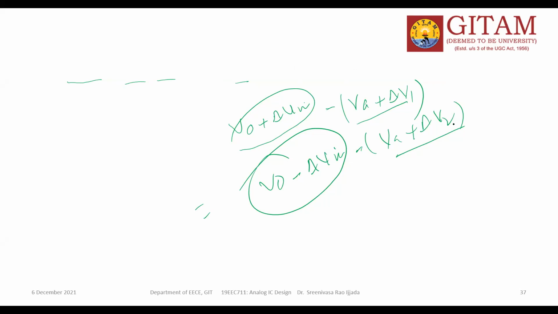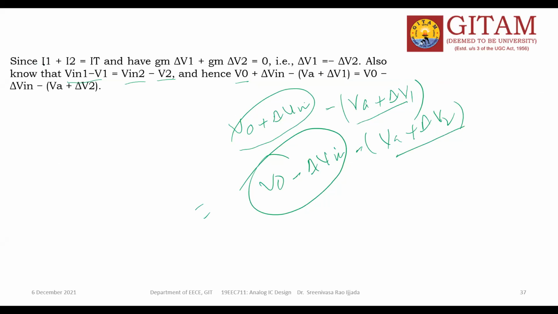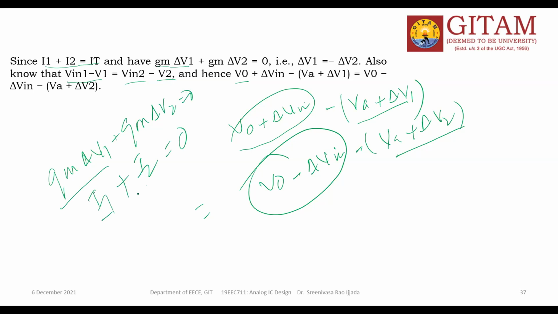From this. Okay, understood? Once again, I1 plus I2 is equal to I2. GM1 delta V1, GM delta. To 0, then it is equal to 0. Both are equal. If both the currents are equal and opposite, then definitely this becomes 0. We said that this is IT. IT is equal to 0.